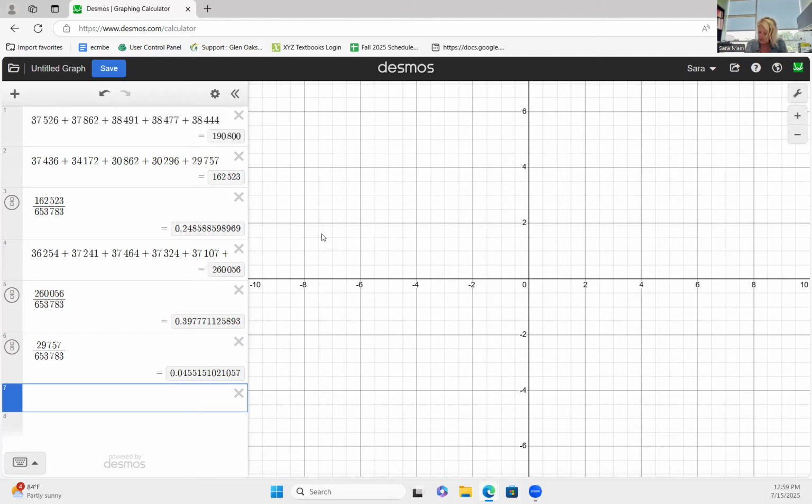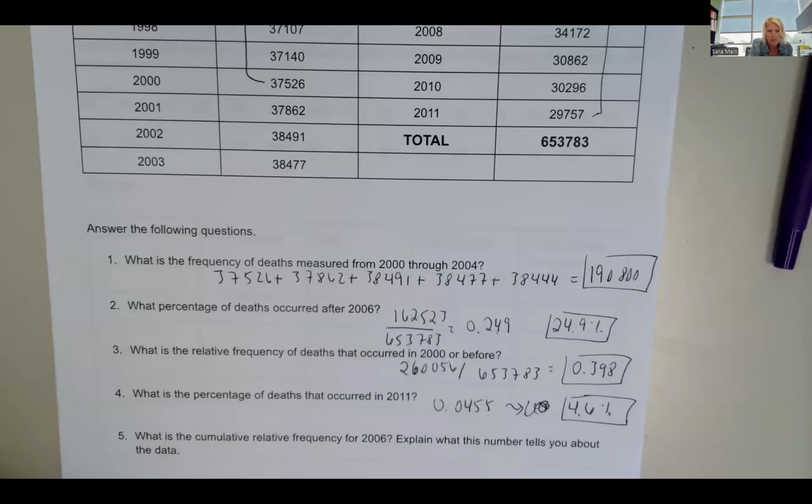Then number 5 says, what is the cumulative relative frequency for 2006? Explain what this number tells you about the data. So we are going to find the cumulative relative frequency. So let's just go back to camera here for a minute.